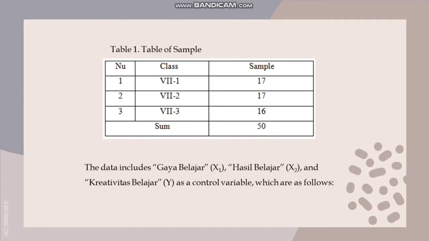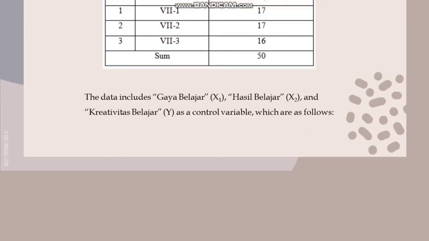The data includes gaya belajar as X1, hasil belajar as X2, and kreativitas belajar as Y as a control variable, which are as follows.